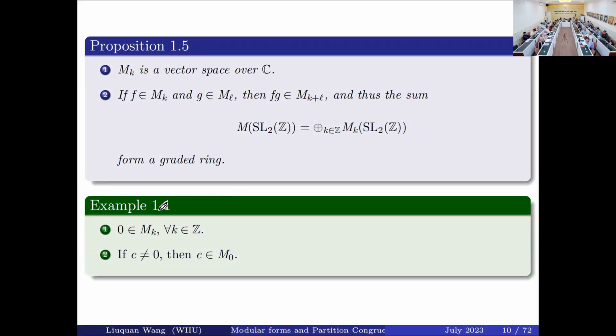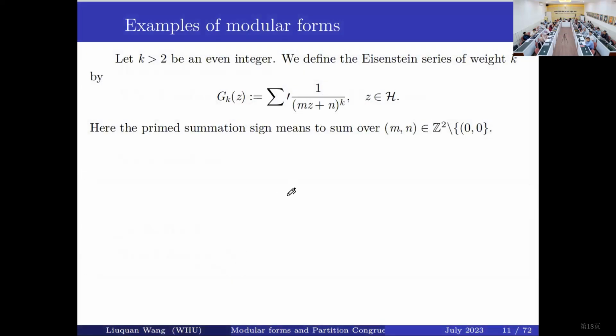And there are some simple examples. First, the zero function, of course, is a modular form for any weight, because this is very easy to see. And when c is a non-zero constant, then the constant function c is a modular form of weight 0. And then let's give some non-trivial examples of modular forms. Let k be an even integer greater than 2. We define the Eisenstein series of weight k by the following summation.